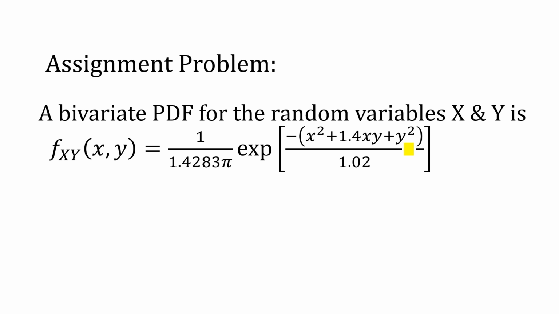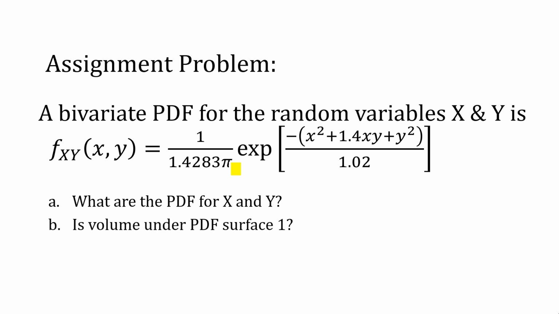All right. So let us take this as an assignment problem. The only change made is that instead of minus it is plus. Follow the same procedures so that you can get proper results. For this problem, calculate fx of x and fy of y. Use volume under the curve is 1. Are x and y independent? Follow the same procedures and take care of this plus sign. Write it in the assignment book.